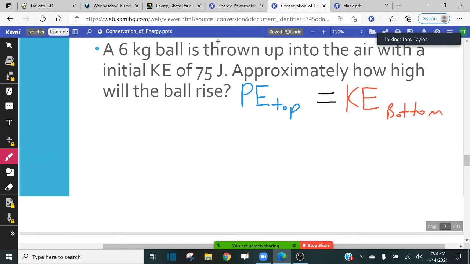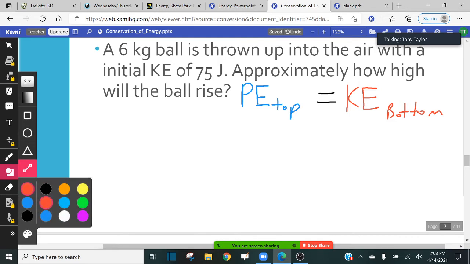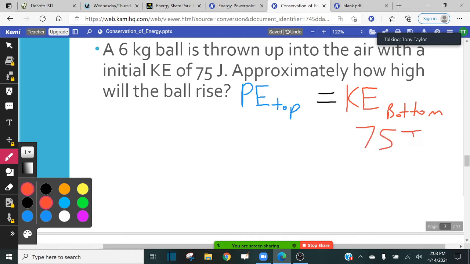Now, guys, let us fill in what we know. They tell us that the initial kinetic energy was 75 joules. So in other words, at the very bottom of its path, we're going to plug in 75 joules for kinetic energy. Okay, so that was given, guys. They tell us we had 75 joules of kinetic energy the moment that ball was thrown upward.